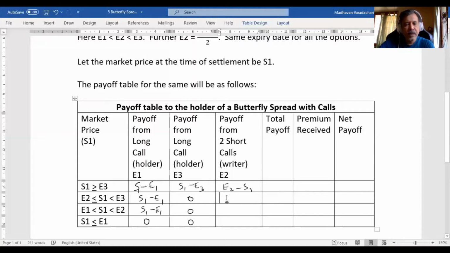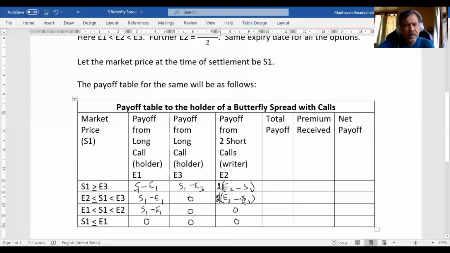The next one. Market price is larger than his exercise price. He will exercise. So mine I have to write again as E2 minus S1. Market price is lesser than E2. He won't exercise. It will be 0. Market price is lesser than the least exercise price. So it has to be lesser than his exercise price also. Here again, he won't exercise. Now we can calculate the total payoff here. Sorry, before I proceed, here it involves 2 calls. So this should be 2 times. This also should be 2 times.